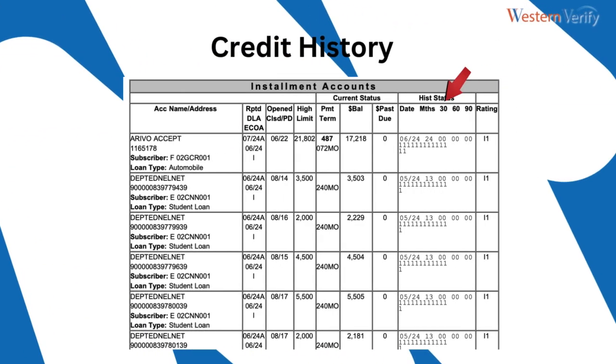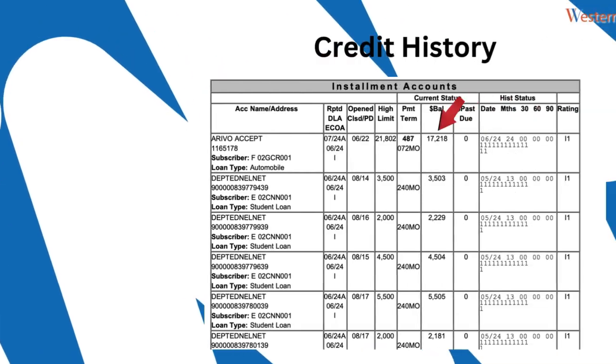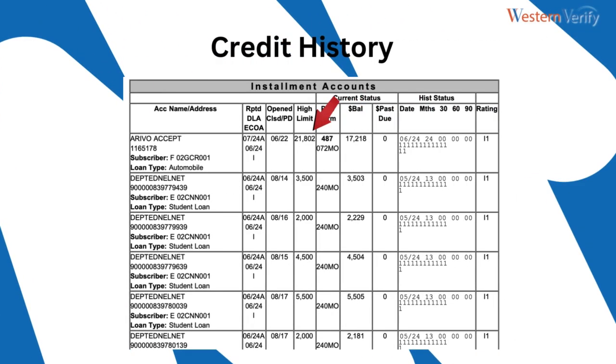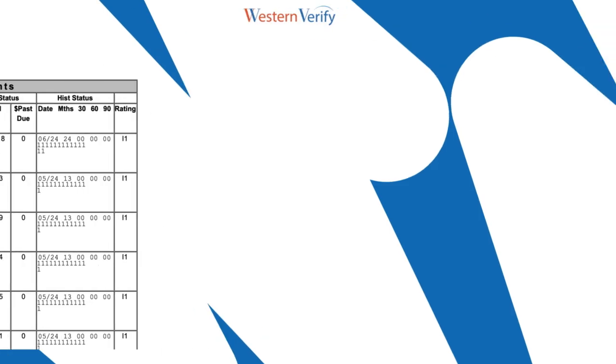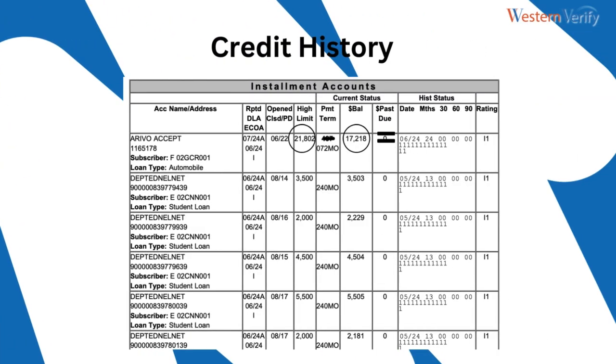Payment history. The client's payment behavior over time, showing whether payments were made on time or if there were any delinquencies. Credit limit. The maximum credit amount approved. Balance. The amount currently owed. Past due. Any overdue amounts. Monthly payment. The required monthly payment. Available credit. The percentage of credit available based on your credit limit and current balance.